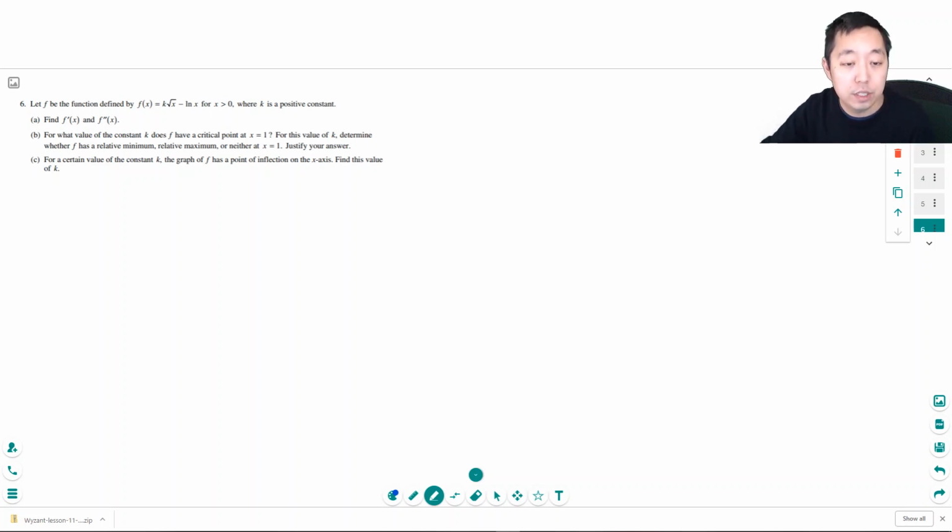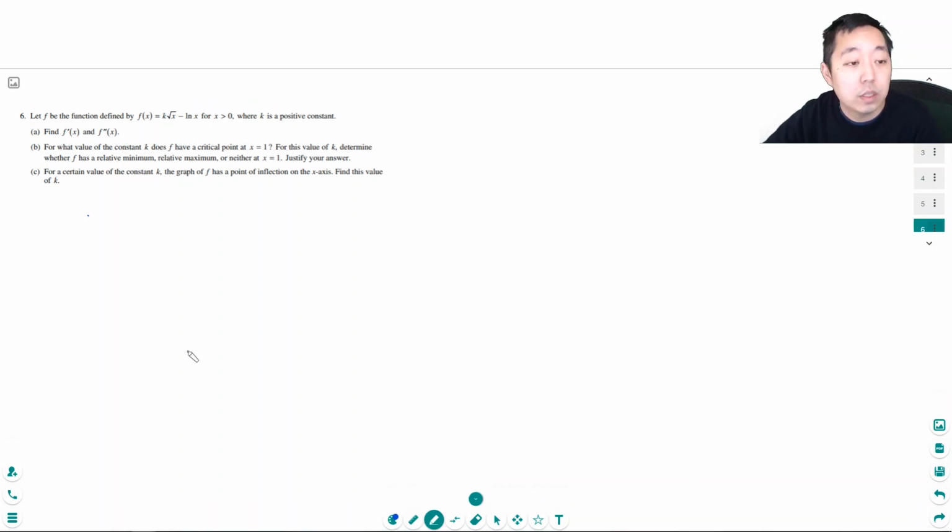We are finishing up the 2007 AP Calculus free response questions. So here is number 6. Let f be the function defined by f of x equals k root x minus ln x for x greater than 0, where k is a positive constant. Find the first derivative and the second derivative.